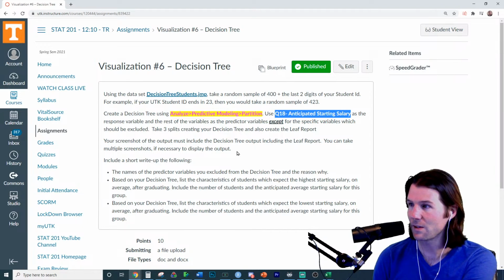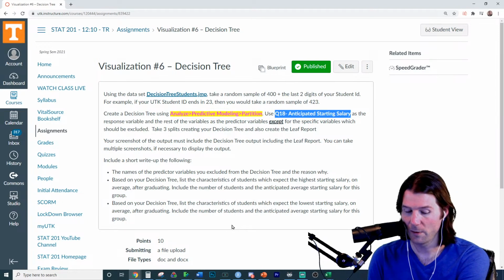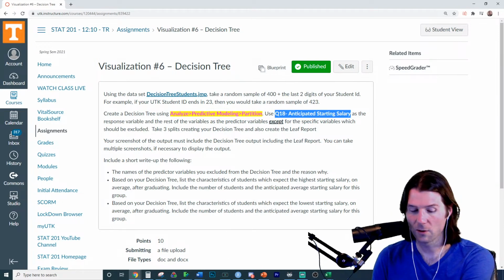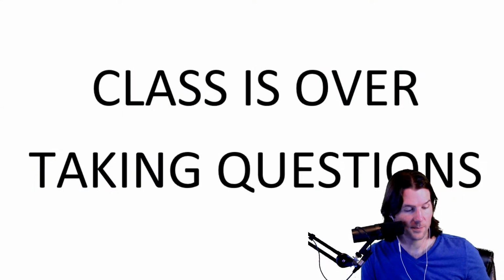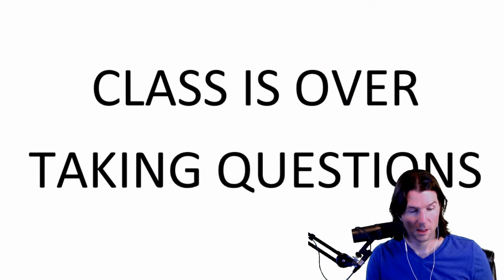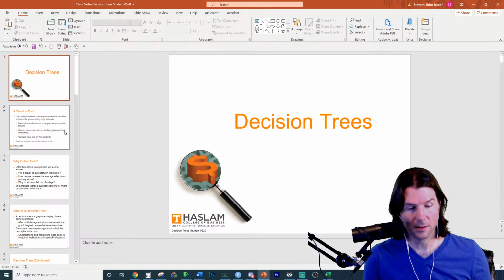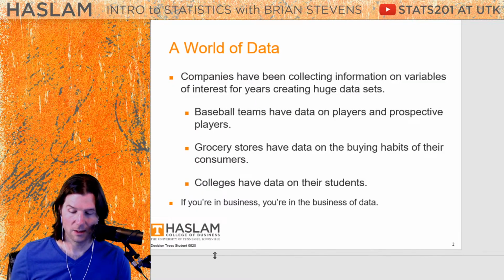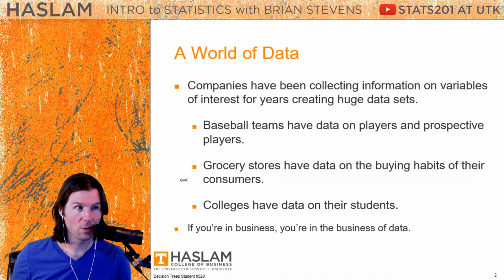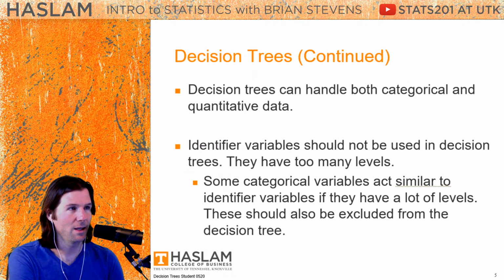So let's talk about a decision tree for a moment right here, and make sure we understand what's going on with decision trees. Let's bring up the notes. Decision tree notes. Class is not over, I just put it in here. Decision trees use what kinds of variables? Decision trees are going to use categorical and quantitative variables. We'll go through the notes next class.